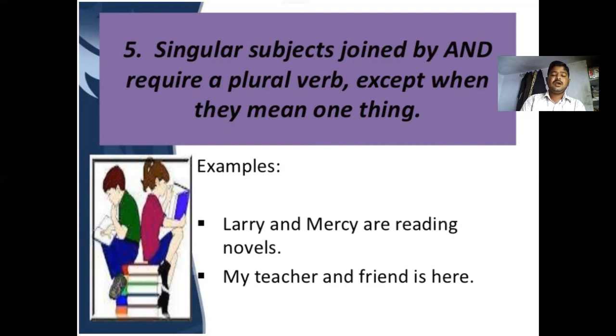That means when we look at the phrase "my teacher," here it is a teacher of that particular person, but he may also be a good friend of his. So he says that my teacher and friend is here. When they mean only one thing, we can use the singular verb form for these types of sentences.